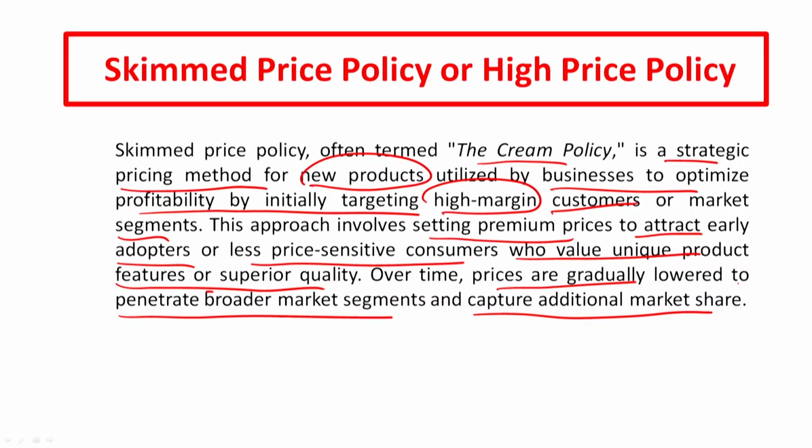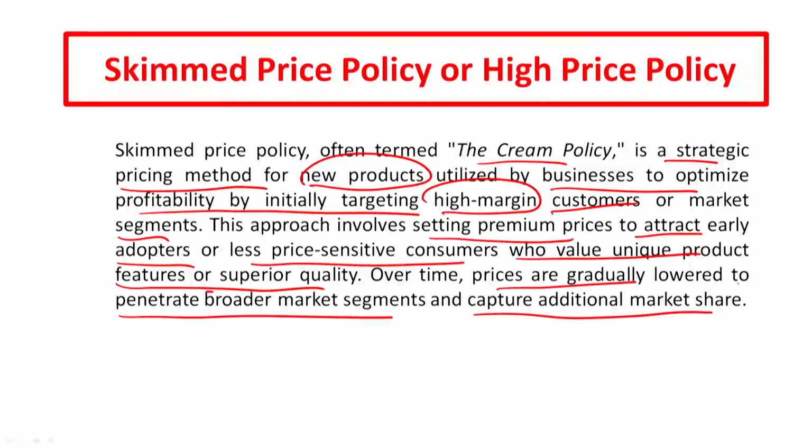For example, if we talk about the Apple iPhone series, initially when the phone is launched, the prices are kept comparatively high, and after a point of time when the new series is launched, the earlier ones' prices are reduced. So in skimmed price policy, in the initial phase, the target is the premium customers. They try to generate profit from the premium customers, and gradually they reduce the prices and open it for normal customers. So this is the basic concept of skimmed price policy. It is also known as the cream policy, and it is mostly for new products in the market.